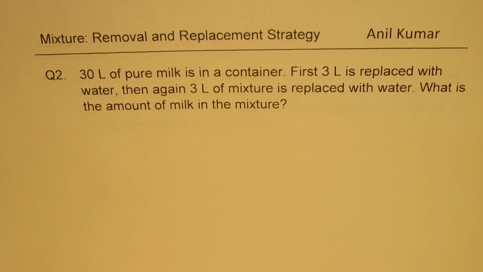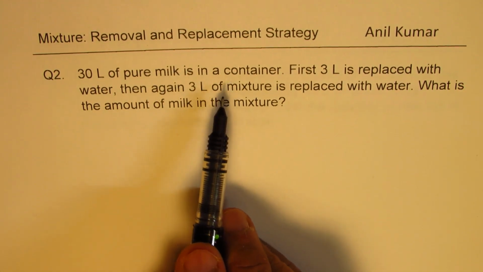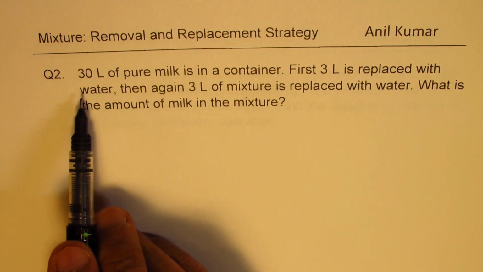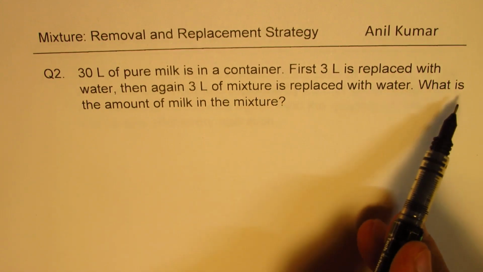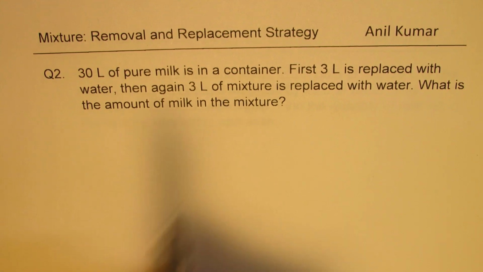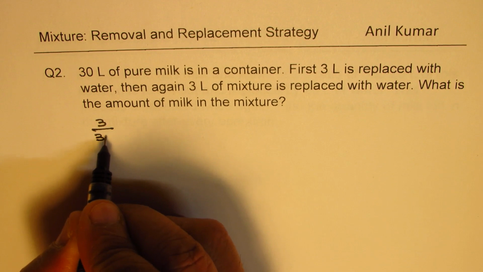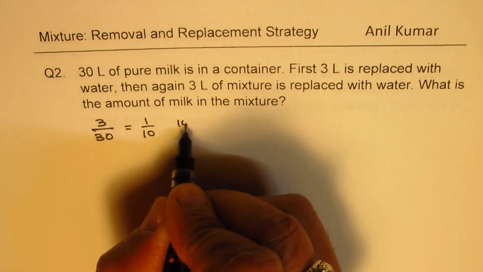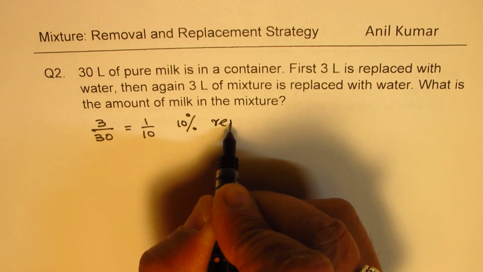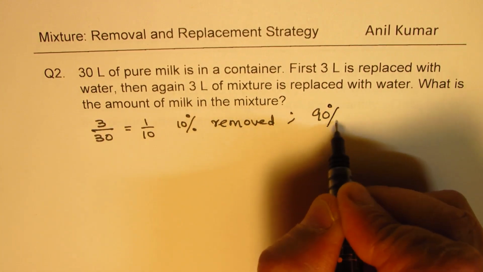Okay, question number 2. 30 liters of pure milk is in a container. First 3 liters is replaced with water. Then again 3 liters of mixture is replaced with water. What is the amount of milk in the mixture? So straight away, when we say 3 out of 30, that means 1 out of 10 or 10% removed, and that means 90% remains.